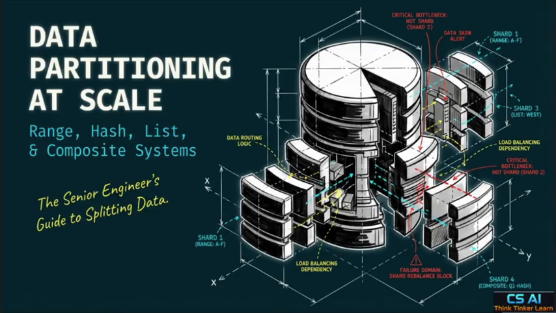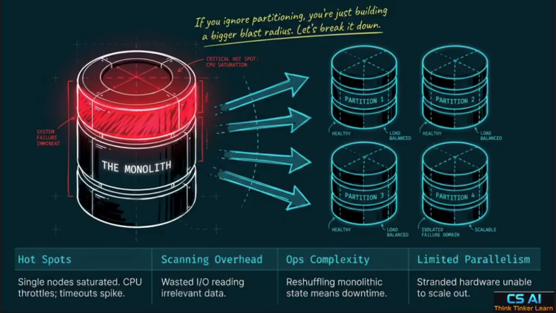Let's break this down. Every scale story starts with a monolith, but a monolith is doomed to fail. You eventually hit the four walls. Storage maxes out your disk capacity. CPU is overwhelmed by concurrent read I/O. Write triggers serial bottlenecks due to lock contention, and physical distance creates unacceptable latency.